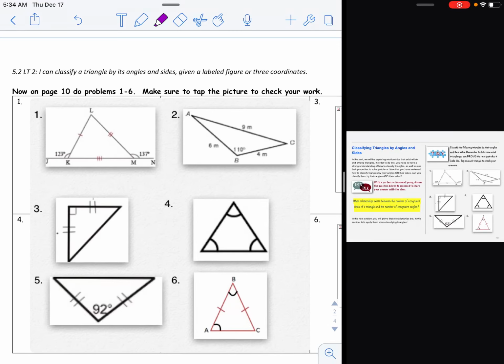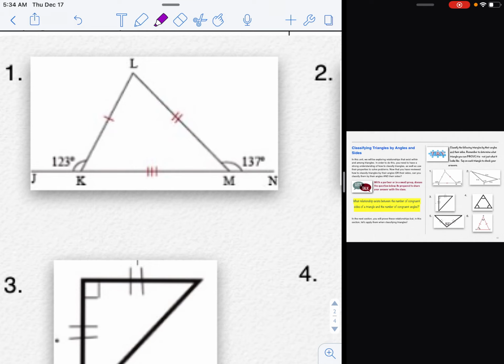Okay, so now we're back. Got the pictures up. So we're gonna classify the following triangles by their angles and their sides. All right. So in this one right here, we've got one tick mark, two tick marks, three tick marks, no congruent sides. So this is gonna be a scalene.